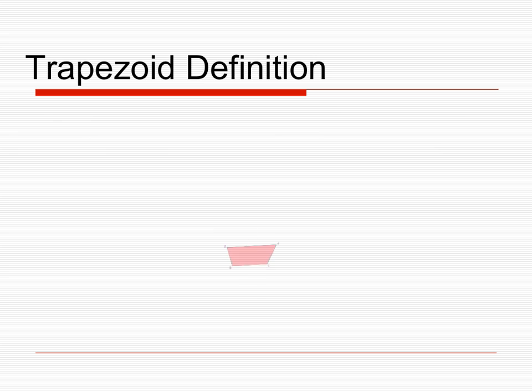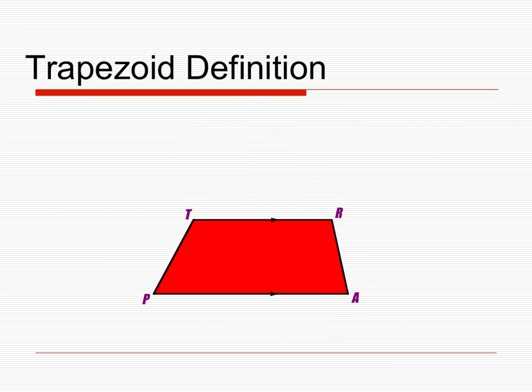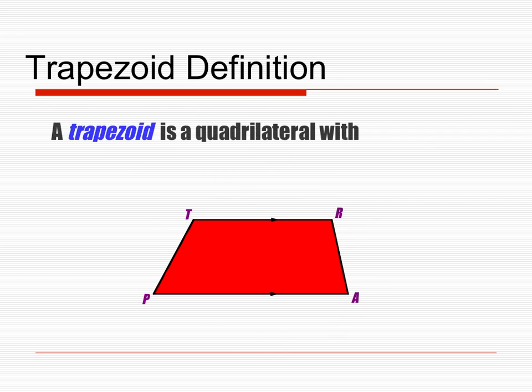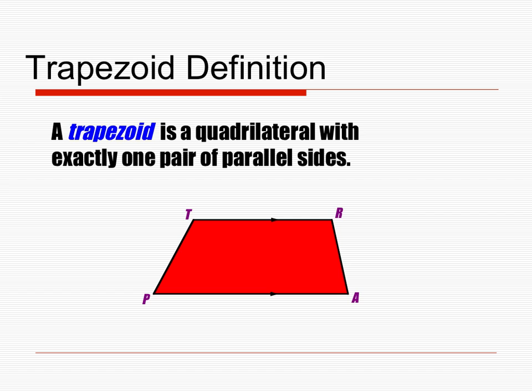So first thing, a trapezoid. Here's an example. A trapezoid is a quadrilateral, so it has 4 sides. Exactly one pair of sides are parallel. So in this figure, TR and PA are parallel. The other sides are not parallel, so TP and RA are not parallel. If there's only one pair of parallel sides, we know that a trapezoid is not a parallelogram. It's completely separate from a parallelogram. So this would be important to write down on your property sheet.